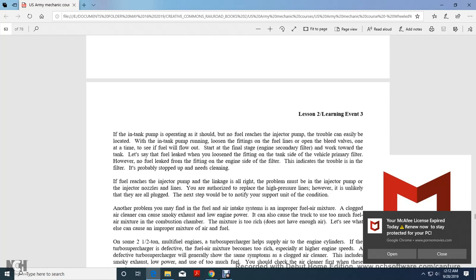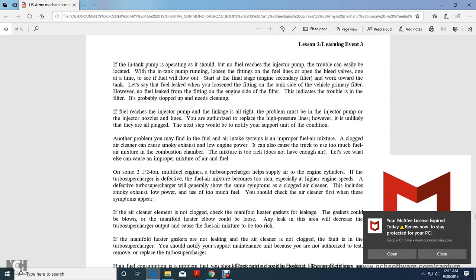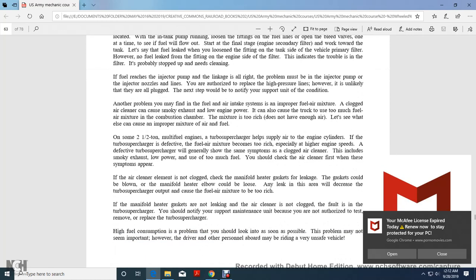Let's say that the fuel leaked when loosening the fitting on the tank side of the vehicle primary filter. However, no fuel leaks from the fitting on the engine side of the filter, which indicates the trouble is in the filter. It's probably stopped up and needs cleaning. If fuel reaches the injector pump without leakage at all, the problem must be in the injector pump or the injector nozzle line.